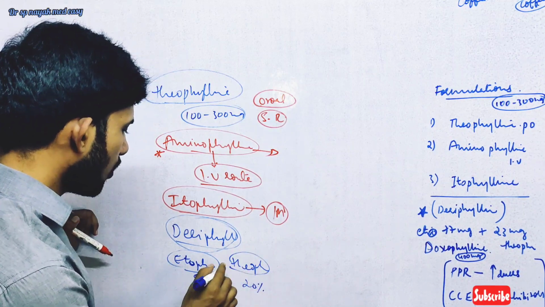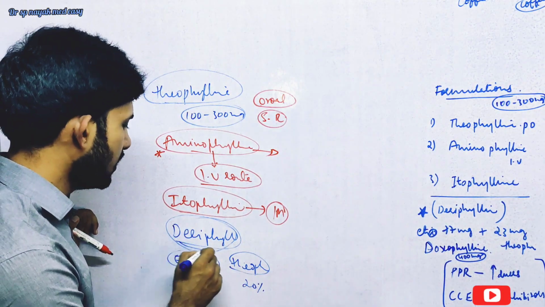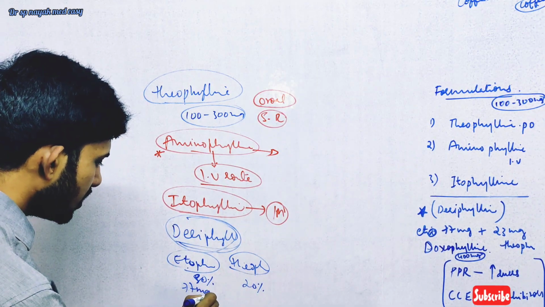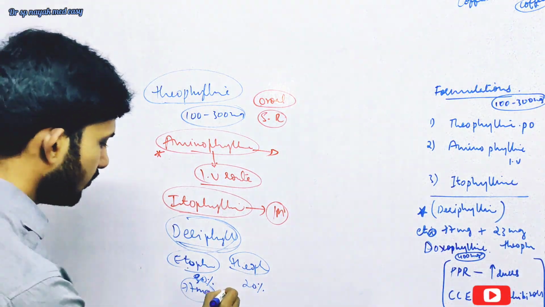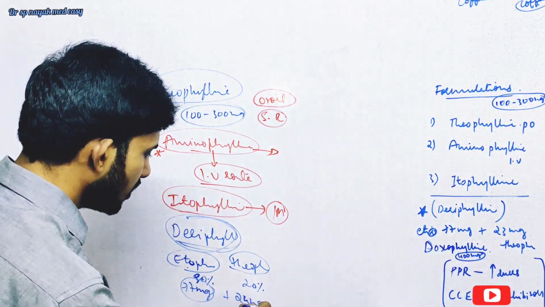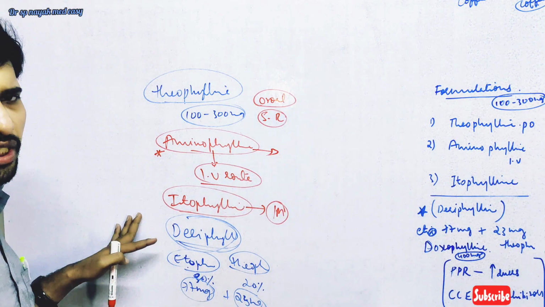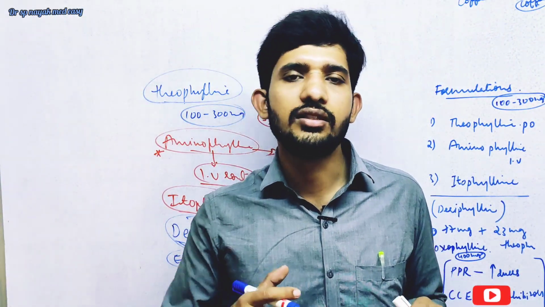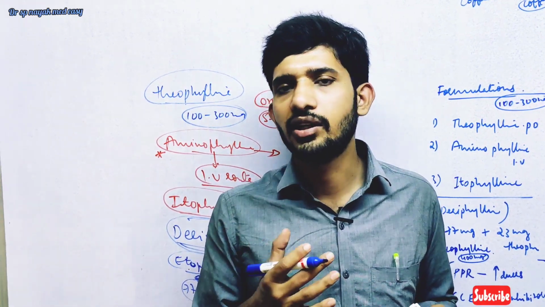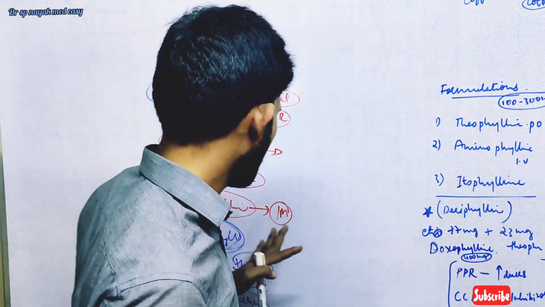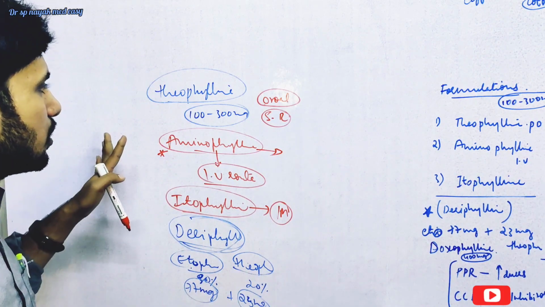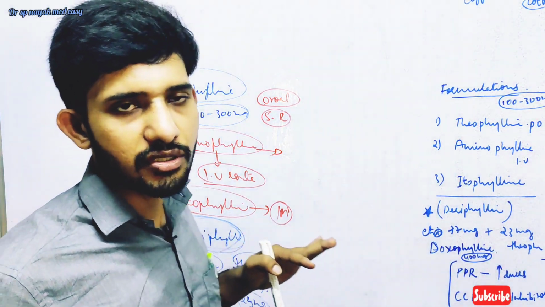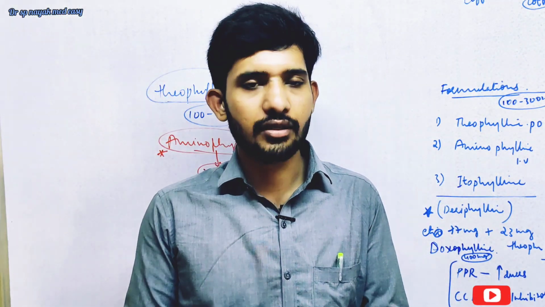Okay, so this combination etophylline plus theophylline is called derifylline, and usually 77 mg of etophylline is combined with 23 mg of theophylline. So this combination is usually called derifylline, and it is available as tablets. So derifylline tablets are available in the market. So these are some of the compounds about methylxanthines, especially theophylline analogs and different formulations of theophylline and their dose calculations.